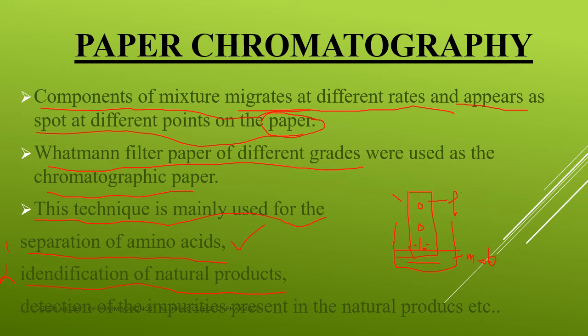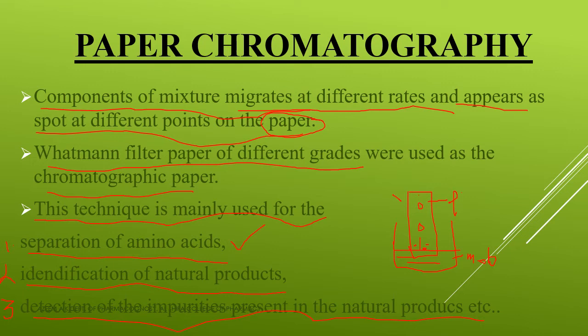And the third application is, it is used for the detection of impurities present in the natural products. So if it is a pure sample, then it will be showing only one spot in paper chromatography. And if that sample is showing more than one type of spots, then you can confirm that that sample will be having some sort of impurities. So this paper chromatography can be used in the detection of impurities present in the natural products. Clear? So that is about paper chromatography.